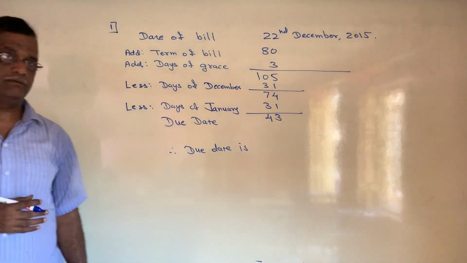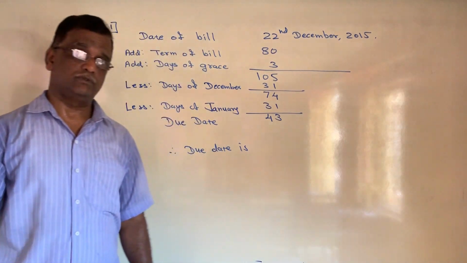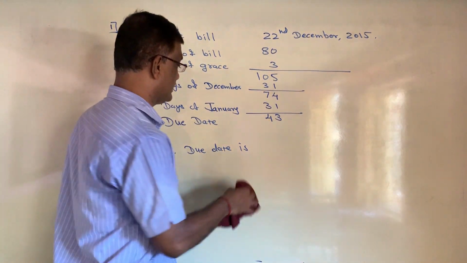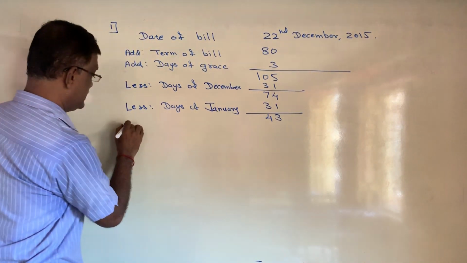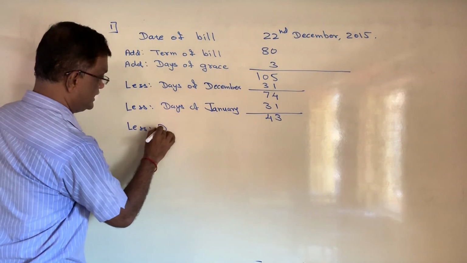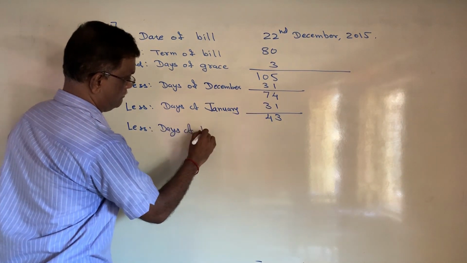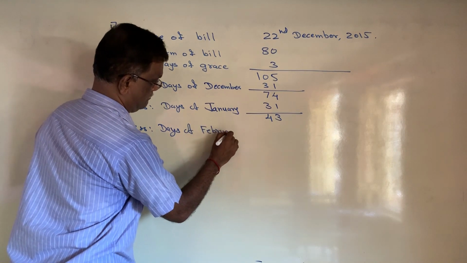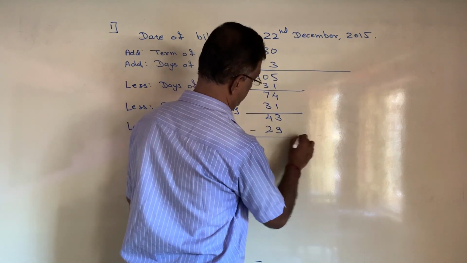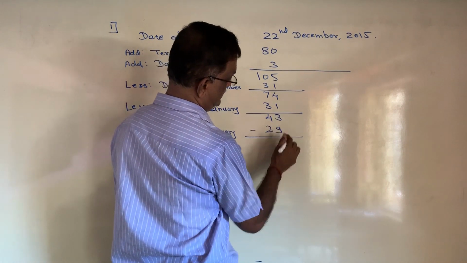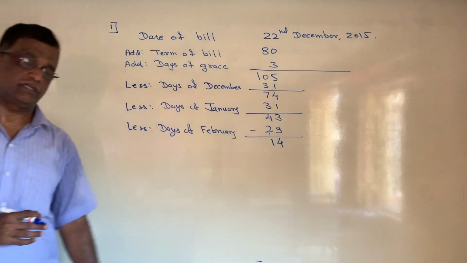After January, which month comes? February. This is a leap year. 2016 is a leap year. So the month of February will have 29 days. So you have to deduct 29 from this 43. So let's again write days of February 29. 13 minus 9 is 4 and 1. 14 left. So this is your answer.